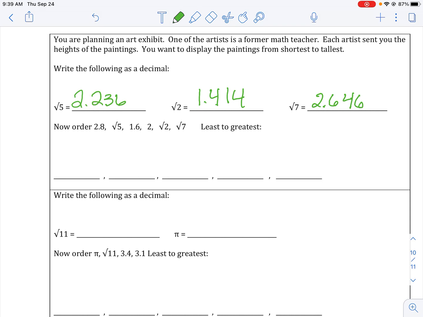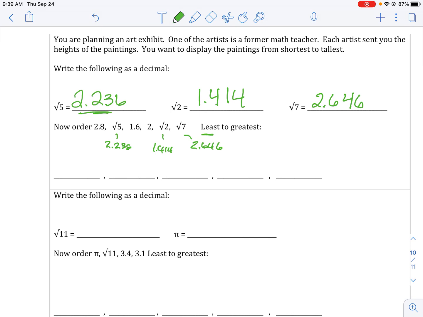So that's just practicing putting those as decimals, which we are going to have to do in our assignments. So now I know that this is 2.236. Square root of 2 is 1.414. Square root of 7 is 2.646.